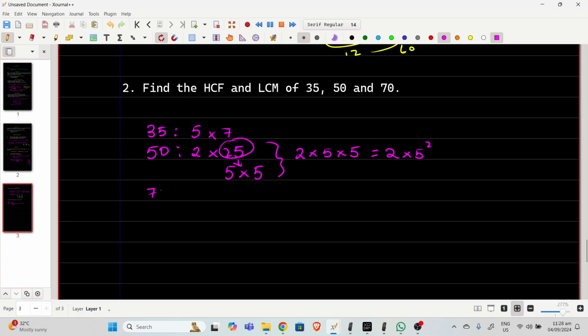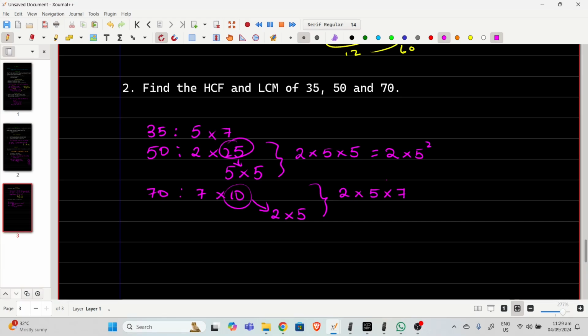And then I have 70. And I will say 7 by 10 is 70, but I know that 7 is already a prime number. 10 is not a prime number, so I can change that 10 into a prime. I can think of two numbers that will multiply to give me 10, which is 2 by 5. And I know that those two are prime numbers, so at the end of it, I will get 2 times 5 times 7, right? That's as it is: 2 to the first power, 5 to the first power, and 7 to the first power.